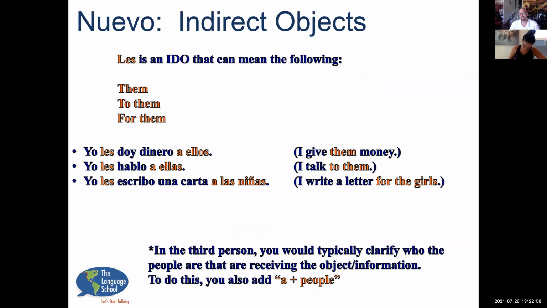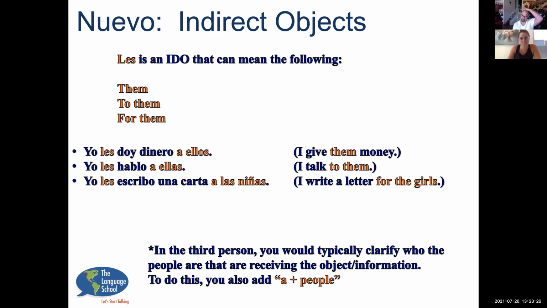Okay, let's jump right into the fun stuff, the indirect objects. So les is an indirect object that can mean a little bit more than what we see here. We're just going to take it one step at a time. For the easy one to understand, it means them, to them, or for them. Can you read these examples? I'm sorry, nos was us. Us. That makes sense. Okay.